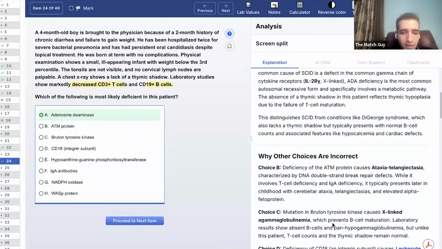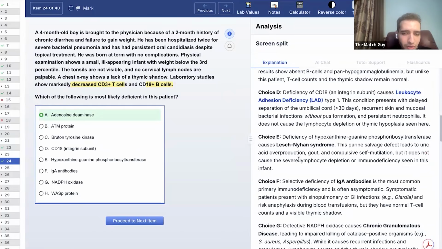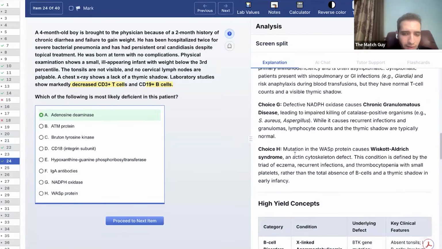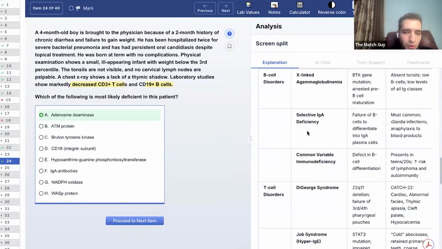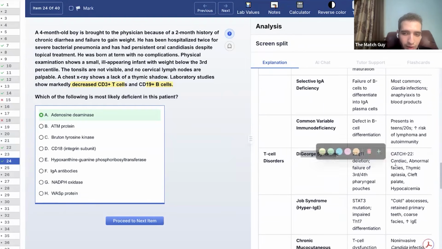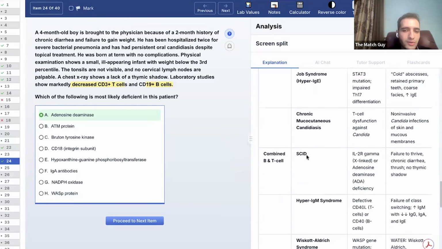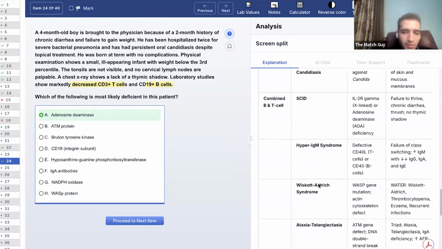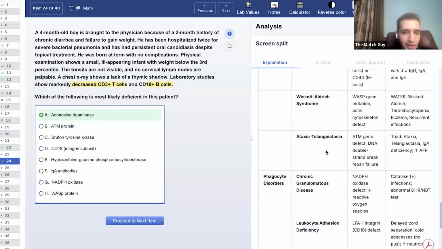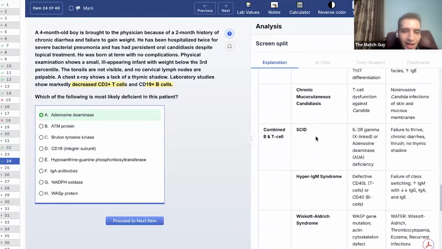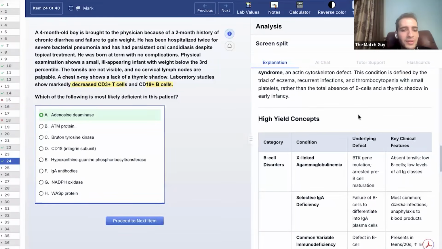Okay. Of course, here I will read why each answer choice is wrong. Okay, guys? And I will also go through these high yield concepts to figure out, what is DiGeorge, for example, the catchy 22? What is Job syndrome? What is candidiasis? What is SCID? What is hyper IgM? What is Wiskott-Aldrich? What is ataxia? I believe these things are high yield. It's very important to read these types of tables, guys.